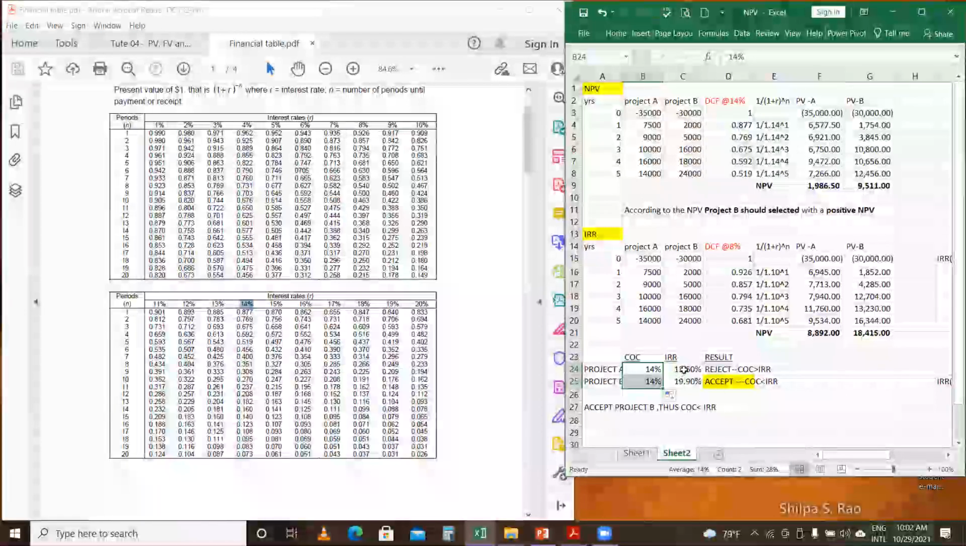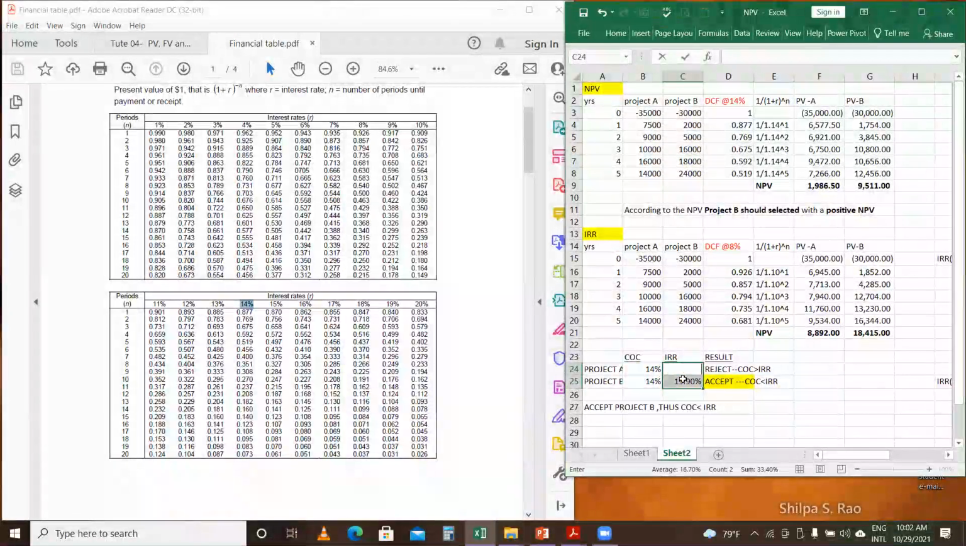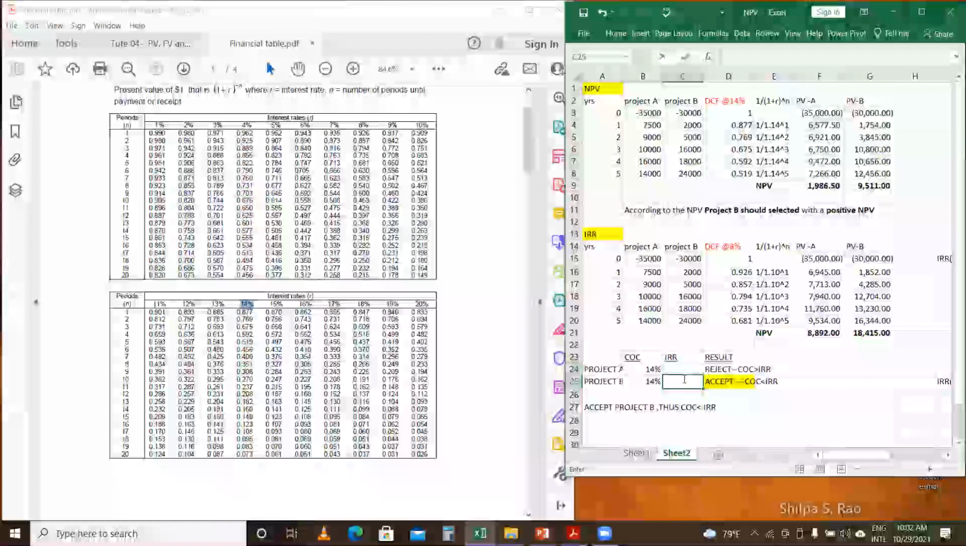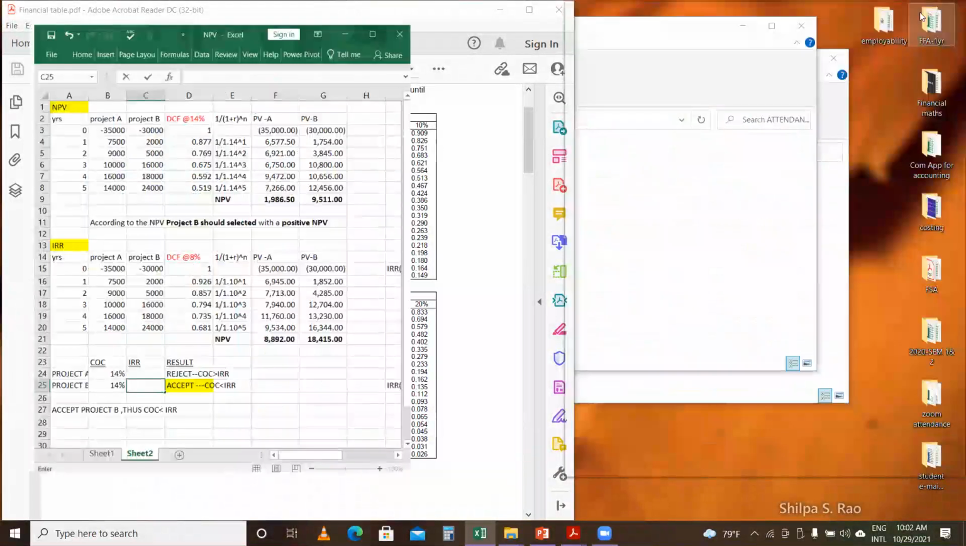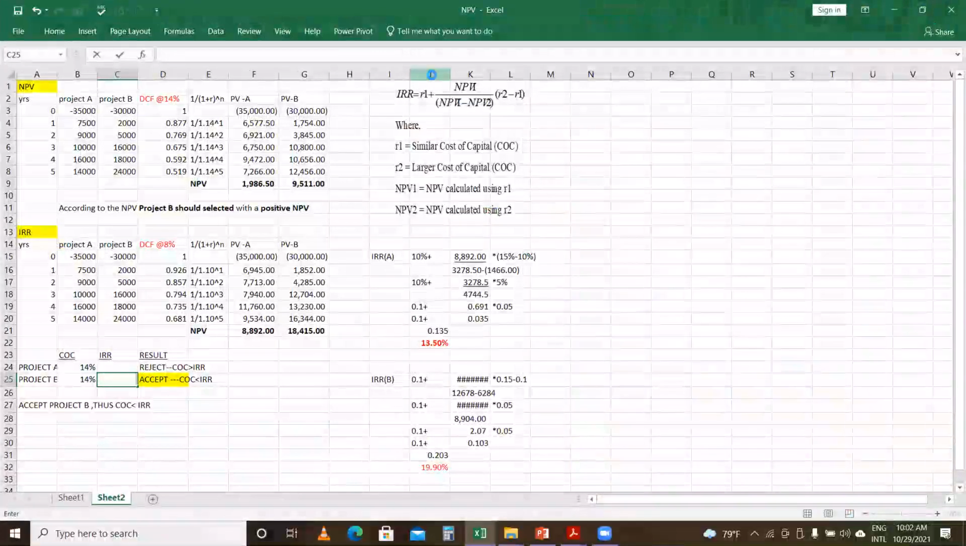So now you have to calculate the IRR. Calculate the IRR.